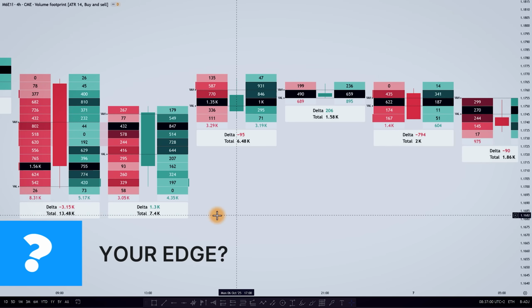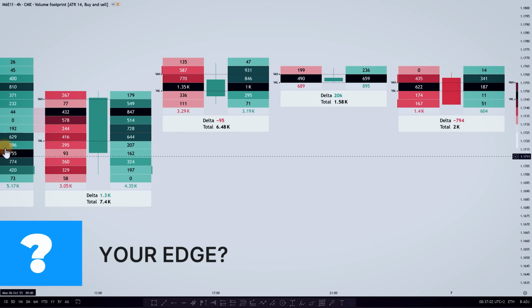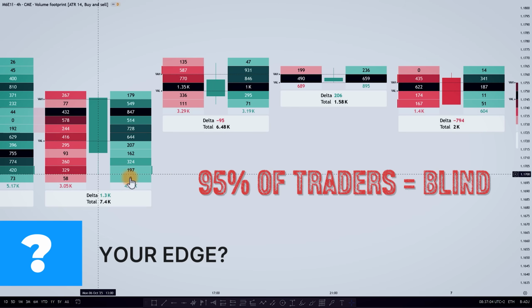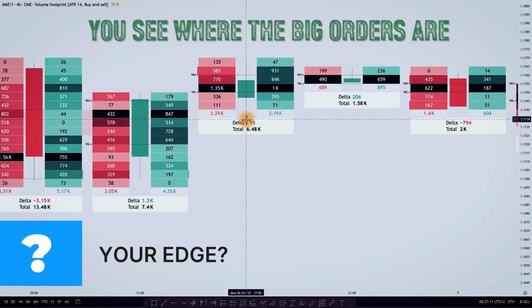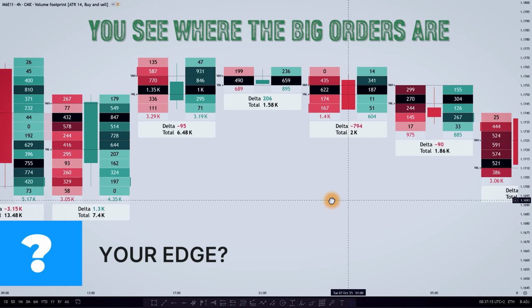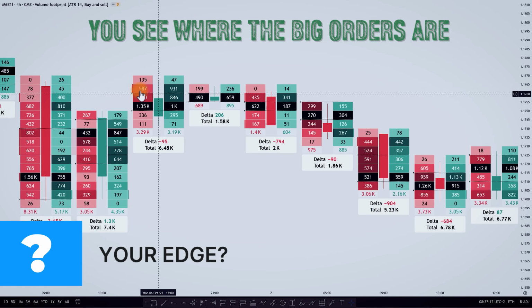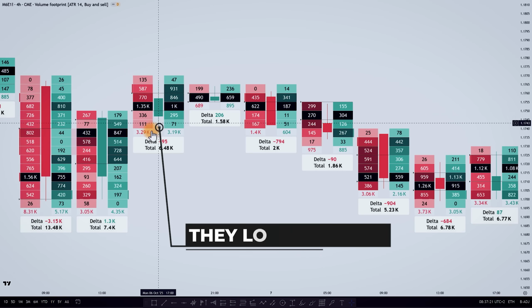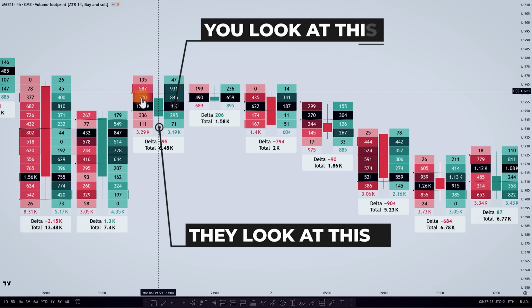So why does this give you an edge? Simple. 95% of traders only see candles. They see green. They think bullish. You're seeing the actual war happening underneath. You see where the big orders are. You spot traps before they appear. Most traders will never learn this. They'll keep looking at the outside of the box while you're seeing what's inside. That alone puts you ahead of the crowd.